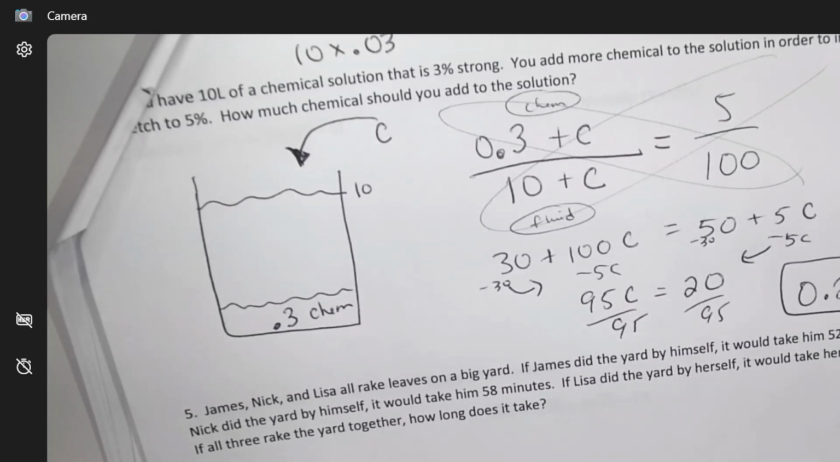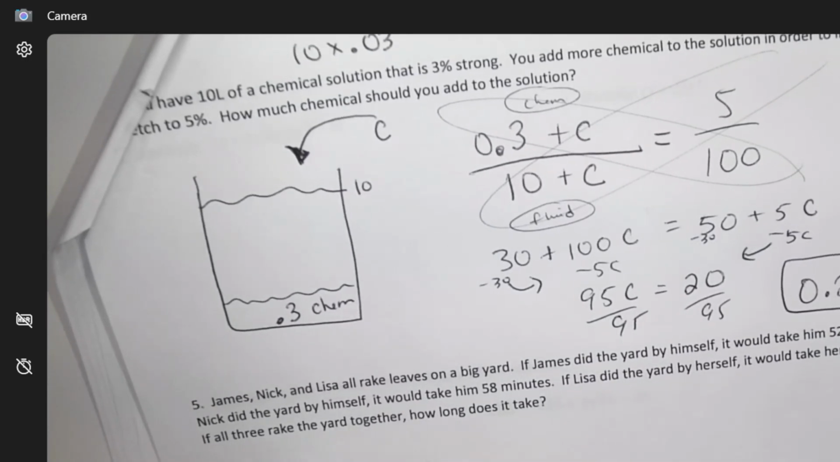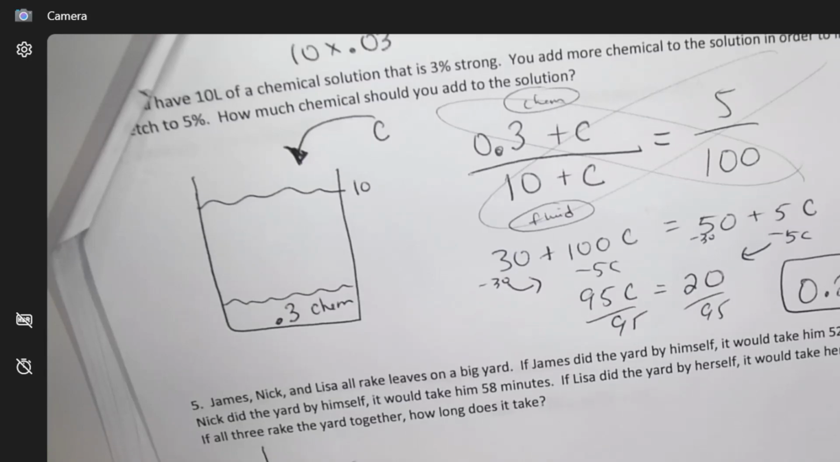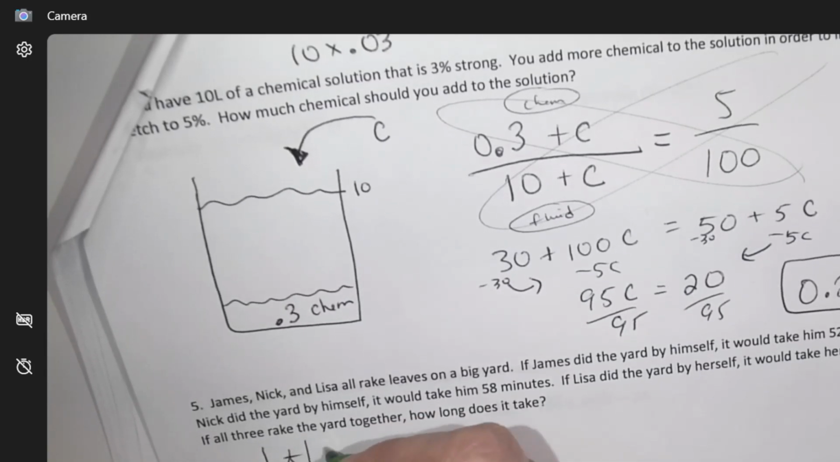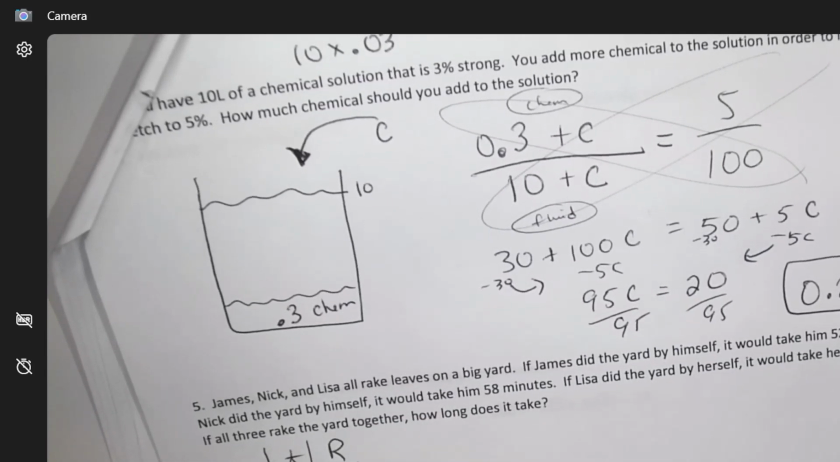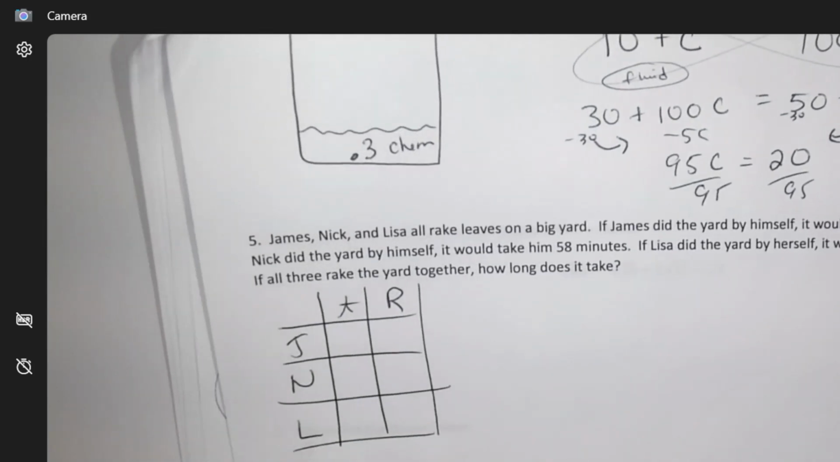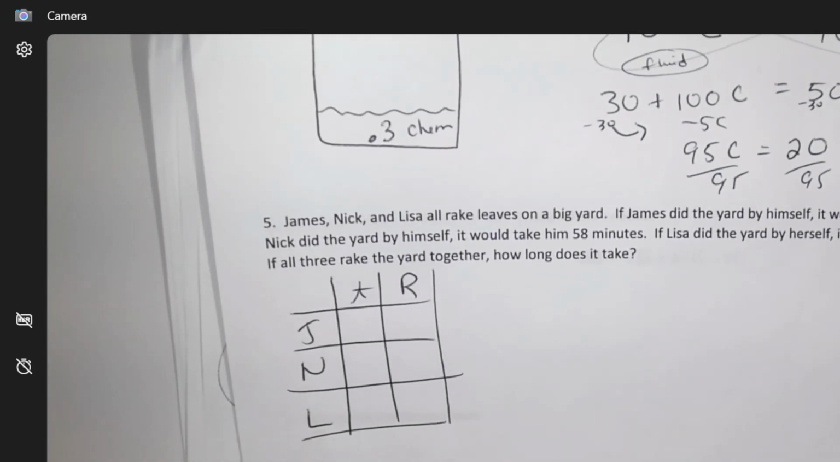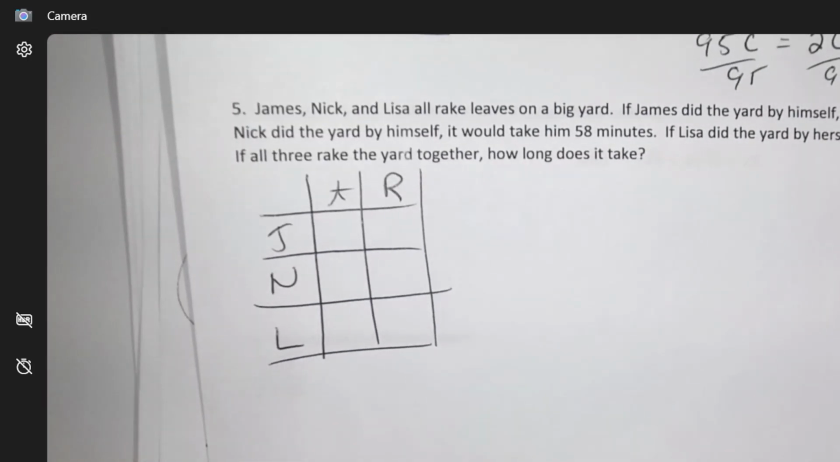Okay, we have 3 people raking leaves and they're doing it with times and rates. So here's my little strategy for these ones. I do a little chart. And then we talk about what's the difference between time and rate. Rate is always the time to do a job alone, the whole thing.